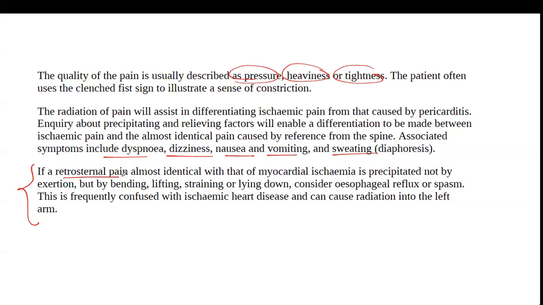If a retrosternal pain, almost identical with myocardial ischemia, is precipitated not by exertion, but by bending, lifting, straining, or lying down, consider esophageal reflux. So this is an important thing: a patient comes to you with a central retrosternal chest pain, and they're saying that the pain doesn't get worse with exertion, but it gets worse when they lie down or bend over. That's likely to be reflux-related pain.